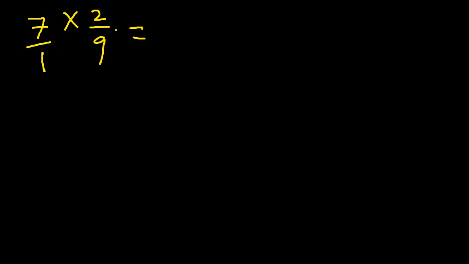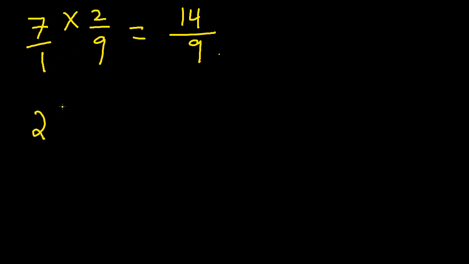Okay, so now to multiply these two fractions, we just have to multiply the numerators together. So 7 times 2 is 14. So that's 14, and that's the numerator of our answer. Over, and then we just multiply the denominators together. So 1 times 9 is 9. So 7 over 1, or 7, times 2 over 9 is 14 over 9. Okay, it's that simple. So let's look at another problem.